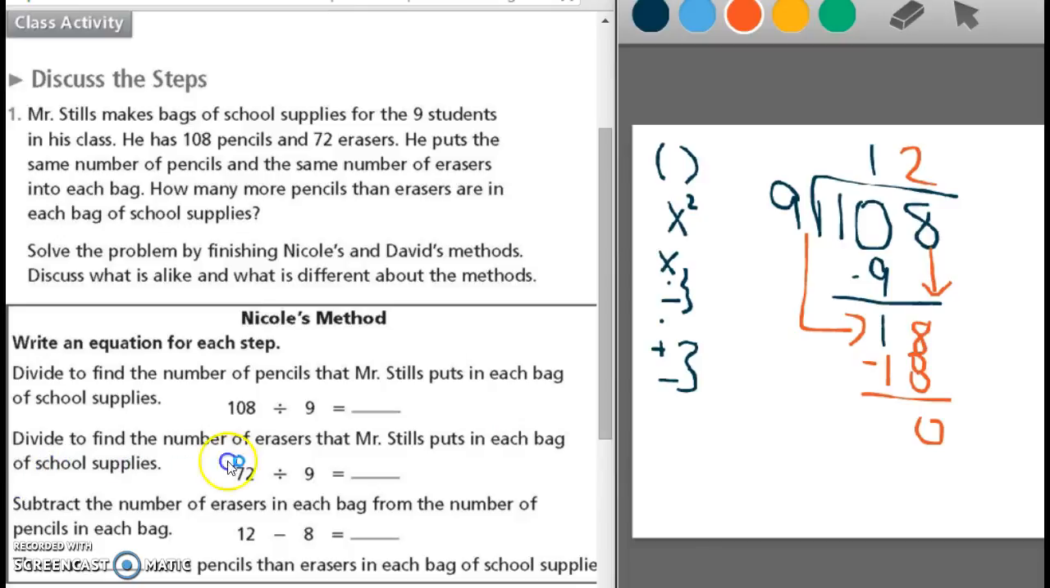So, which was to divide the number of erasers that Mr. Still puts into each bag of school supplies. So Nicole looked up here and said, well, there's still 9 bags, but he also put an eraser into each bag. So how many erasers is he putting into each bag? She's going to have to do division.